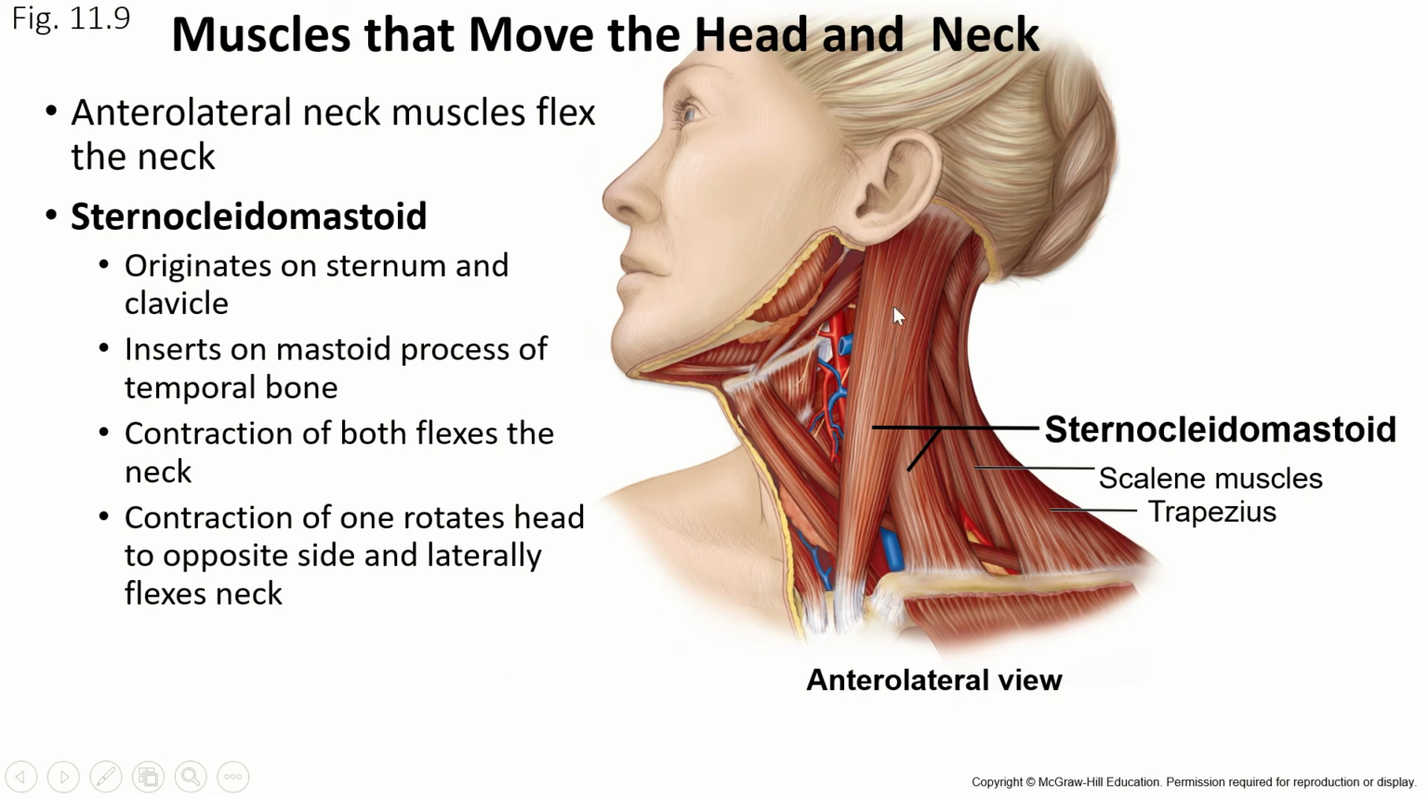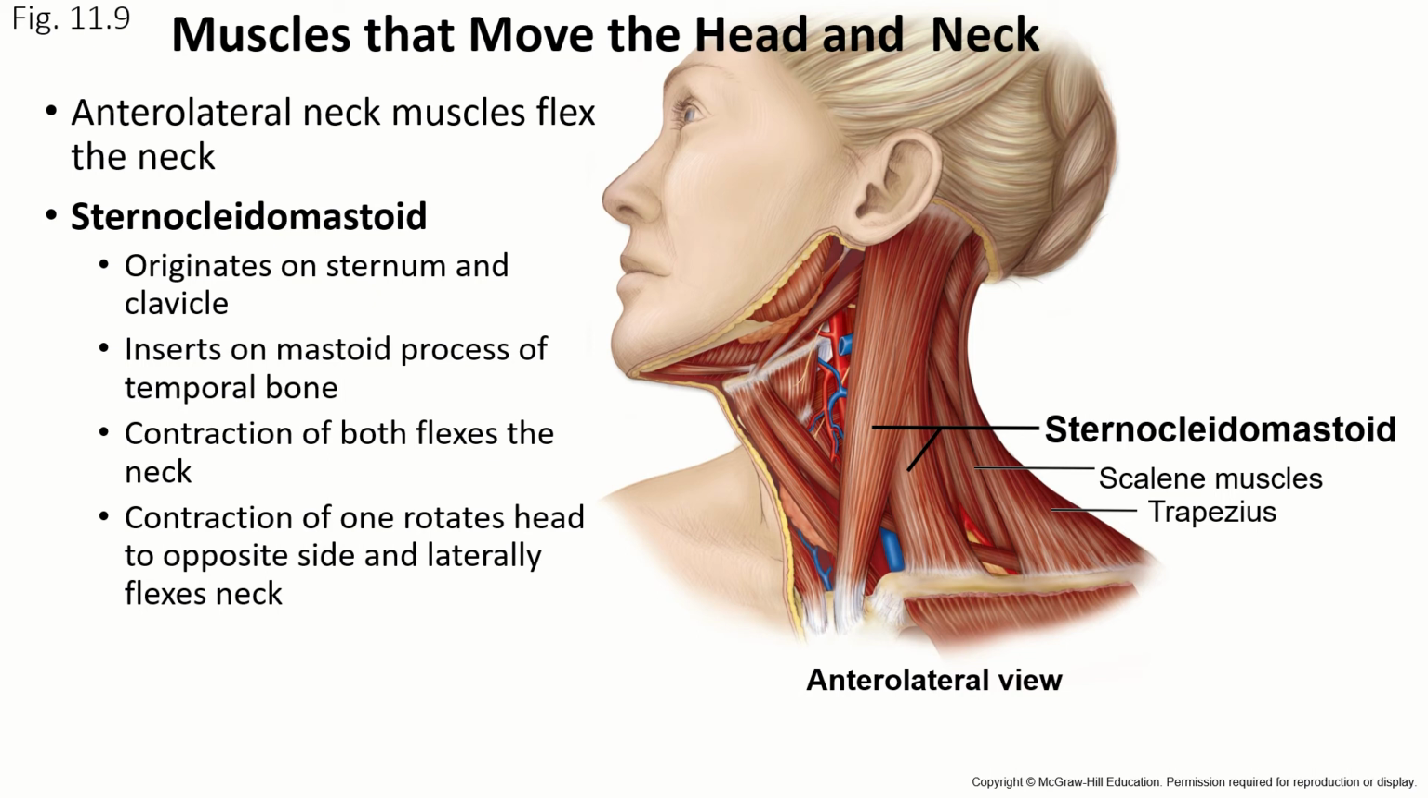All right, so the first one we need to learn is the sternocleidomastoid, which is a pretty big and very strong muscle. It originates on the sternum and the medial end of the clavicle. Sternocleido is for clavicle. And then it inserts on the mastoid process. Remember, that's on the temporal bone right here behind the ear. So it pulls the back of the head toward the sternum and the clavicle in the front.